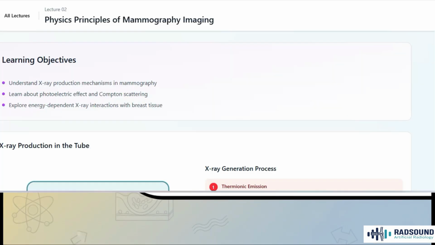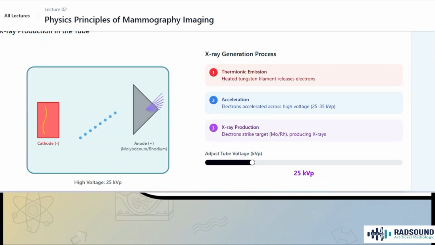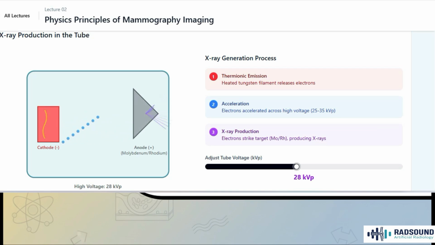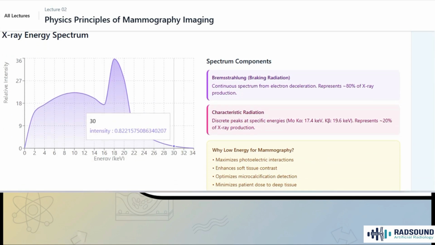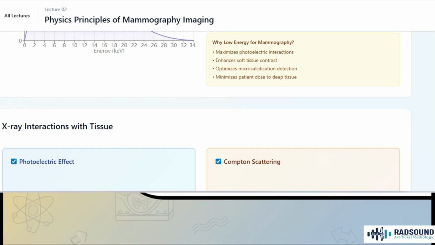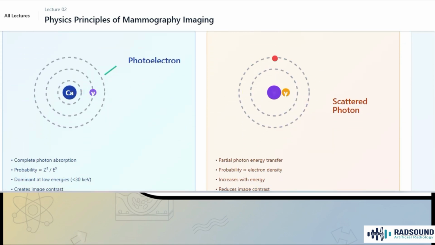So our story really begins with that core challenge. How do you tell the difference between tiny, subtle tissues that look almost identical? Well, the secret to solving this lies in one incredibly powerful physical interaction, and it's all governed by this one beautiful, elegant formula, Z cubed over E cubed.